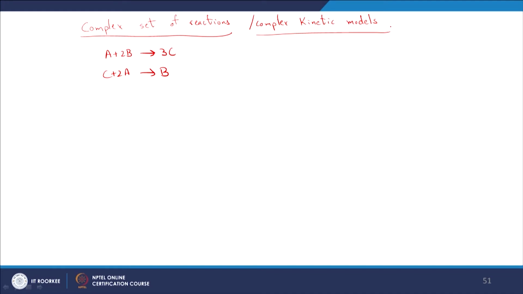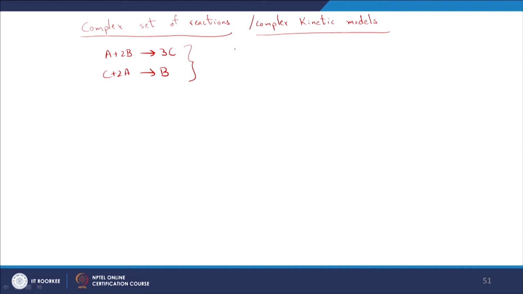So here we started looking at a set of examples. Obviously this is applicable even when you have, let's say, 20, 30 or so reactions, right? So how would you go about this? Let's say you have 20 such reactions. So here you have A and B reacting to form C, and again C and A reacting to form B, and so on, right? How do you go about it? So let's look at that.